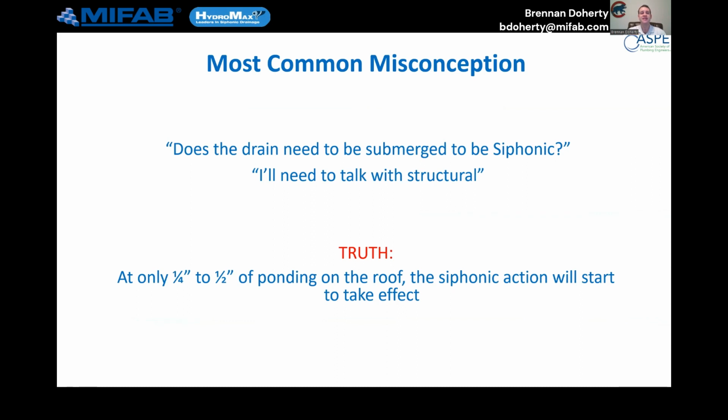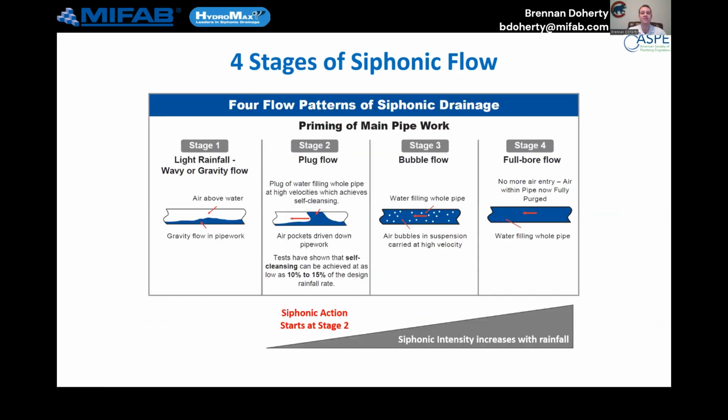The biggest misconception I hear though is, we need to submerge the drain in order for it to work. Logically, I understand why that makes sense. Reality is, couldn't be further from the truth. At only a quarter inch to a half inch of ponding, that system is already going to start seeing that siphonic effect. And one of the major differences, siphonic drainage follows 4 basic flow patterns.